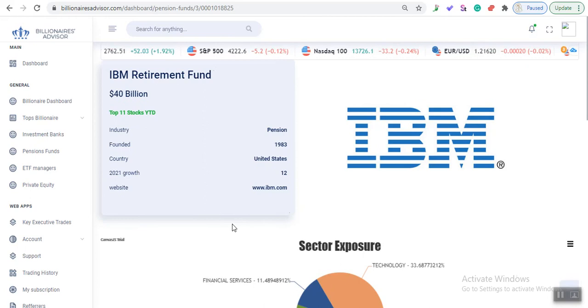So again, in this demonstration, we've highlighted Canadian Pension Fund and IBM Pension Fund, how you could invest in the same stocks owned by these large pension fund managers.